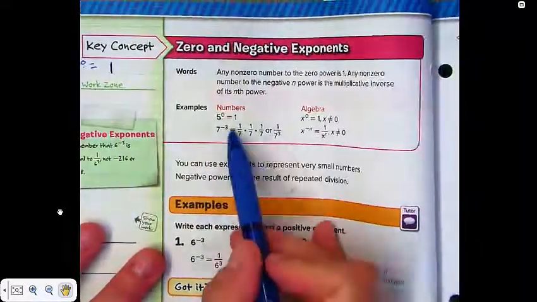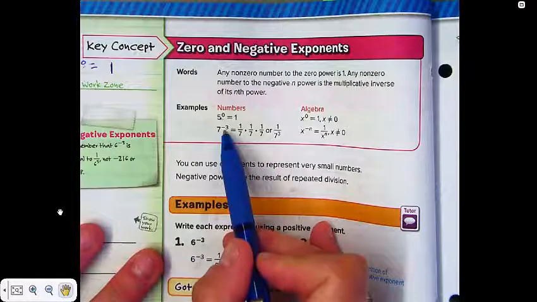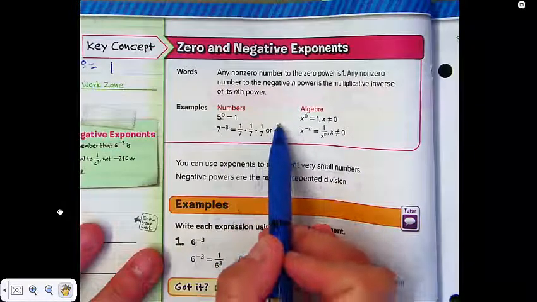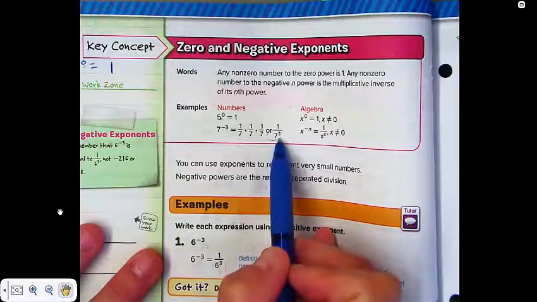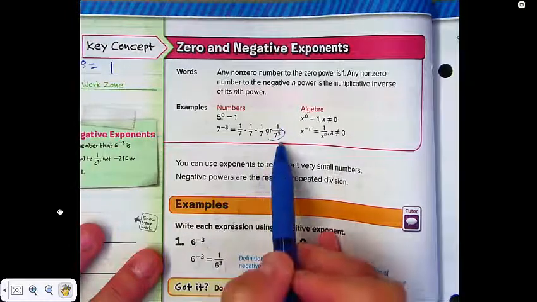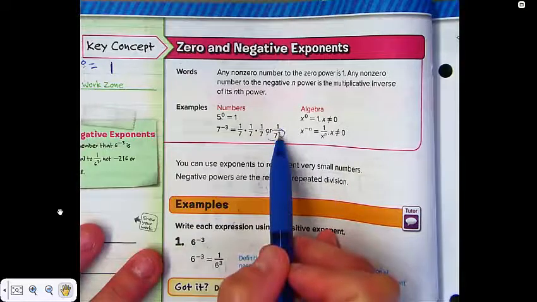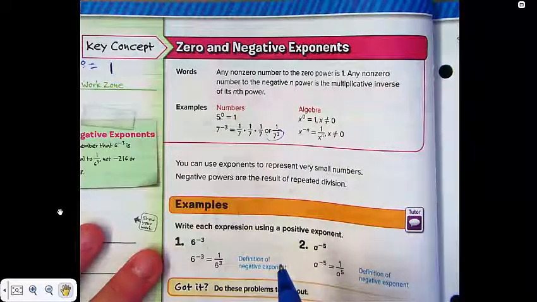Anytime I have a negative exponent, all I have to do is turn that into a fraction and put that entire term on the denominator side of the fraction, the bottom of the fraction, and that exponent becomes positive. So let's look at a couple of these.